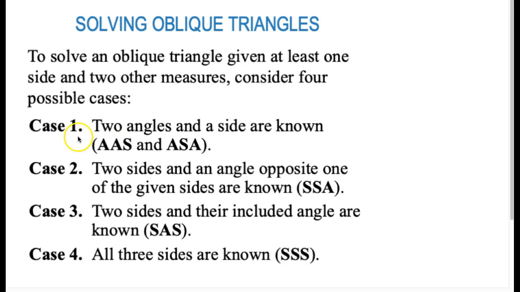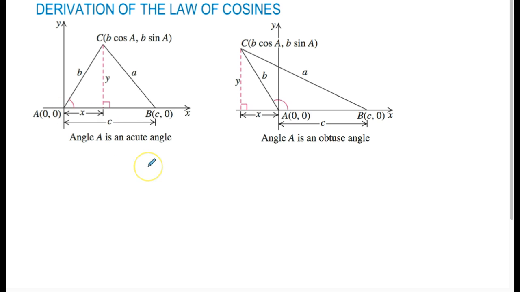If you remember, we already looked at case 1. Two angles and a side were known. We had to use the law of sines, and then case 2 was the ambiguous case. We also had to use the law of sines, but in this one we could end up with 0, 1, or 2 triangles. In each of these final two cases, we will only end up with one triangle. All right? So to do that, we're going to use the law of cosines. So the first thing I want to do is derive the law of cosines for you.